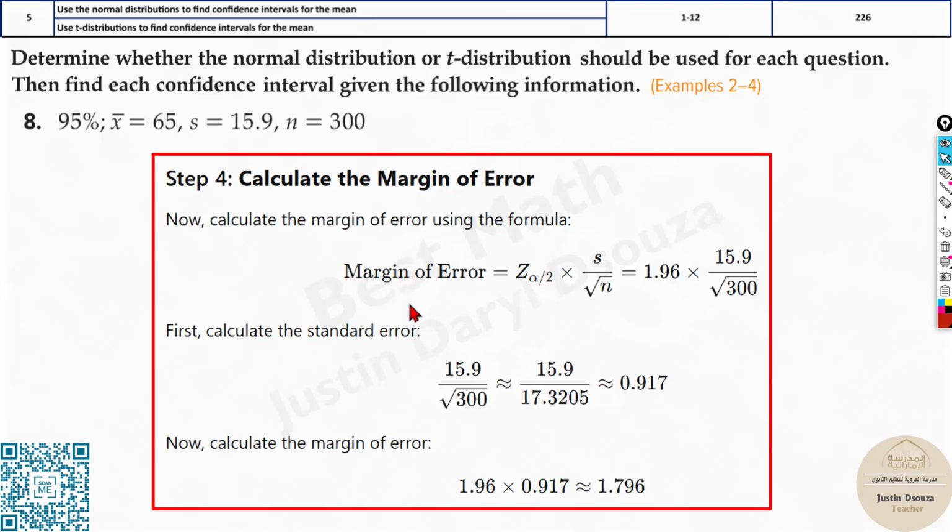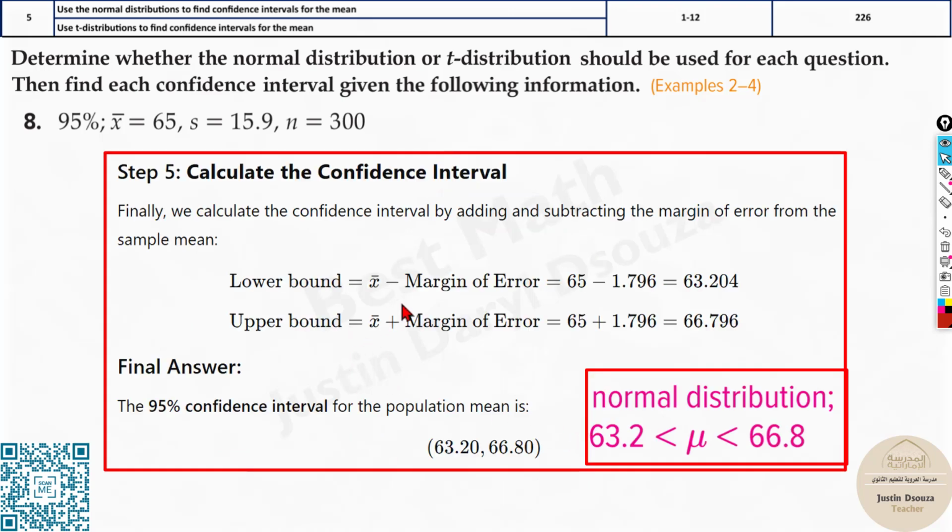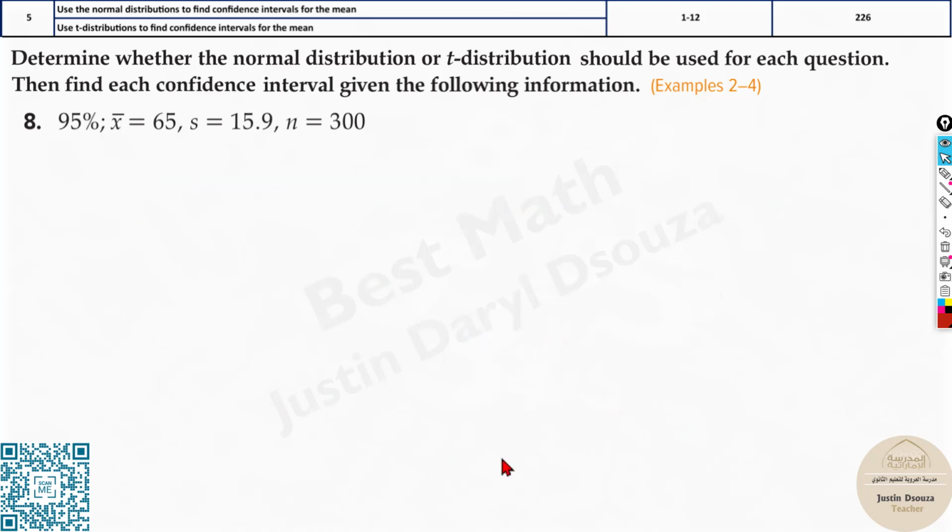Standard error is the same method. Margin of error is the same thing. Once you do those two, all you need to do is find the confidence interval. The lower bound would be the mean minus margin of error. Upper bound is mean plus margin of error. These two are the answers. So margin of error is important.